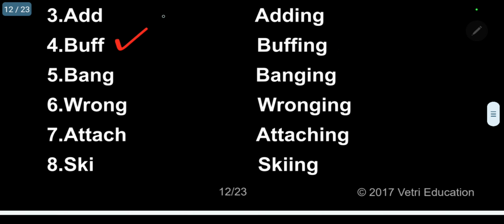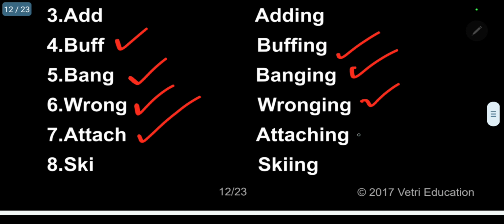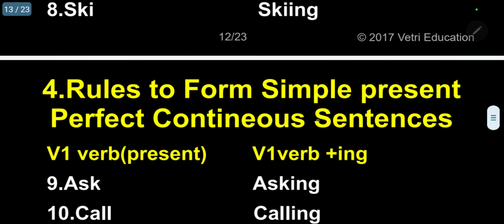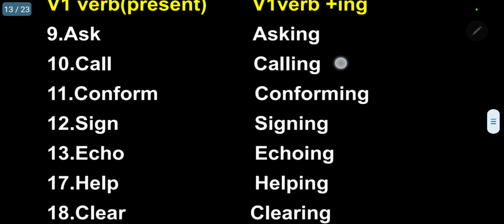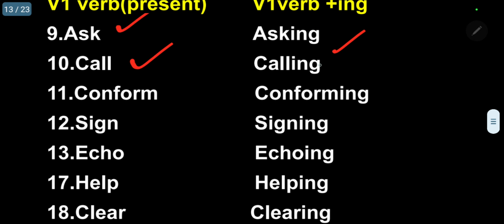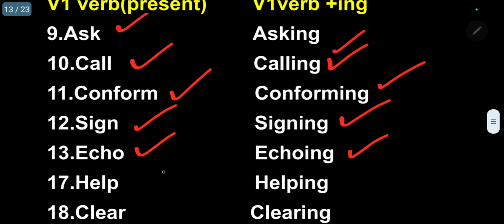Next one. Buff, buffing. Bang, banging. Wrong, wronging. Attach, attaching. Sky, skying. So in all the cases I am adding ing. It continues. Ask, asking. Call, calling. Conform, conforming. Sign, signing. Echo, echoing. Help, helping. Clear, clearing. Please follow the example I told you.